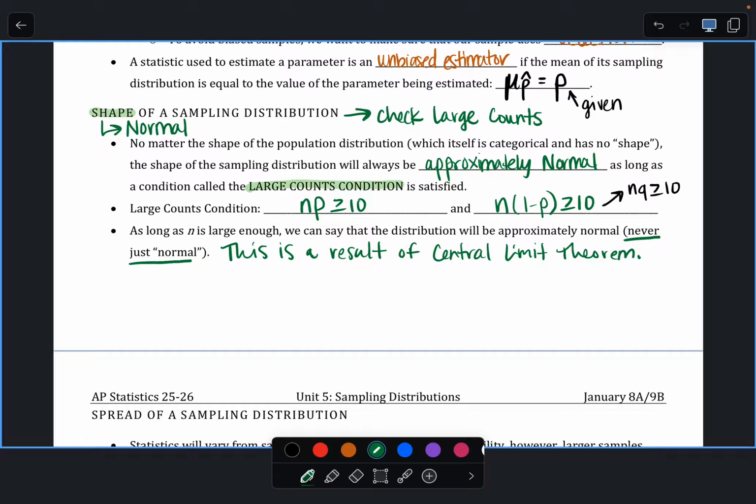So far, step 1, check if it's random. If it's random, you can use the formula to find the mean. Step 2, check if large counts is met. If large counts is met, you can say that the sampling distribution is approximately normal.